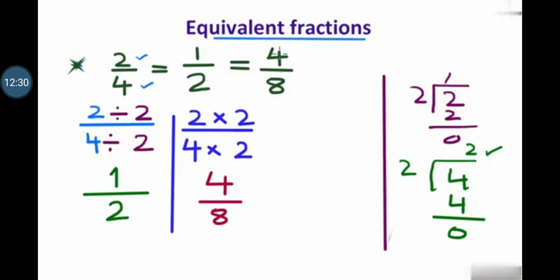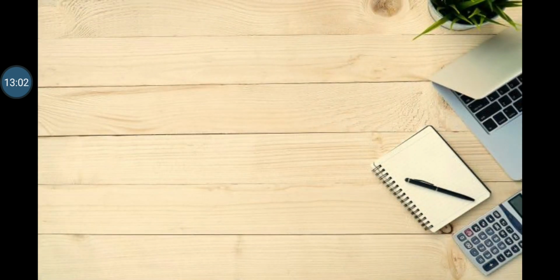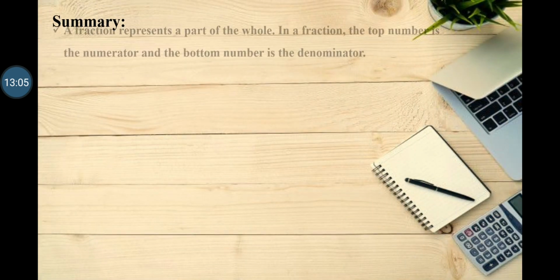Next, you can multiply it by 3 with the numerator and denominator to get the next equivalent fraction. When you multiply it by 4, then you will get the next equivalent fraction. So in this way, you can get different equivalent fractions by multiplying or dividing the same number with the numerator and denominator. I hope, my dear students, you have understood about the equivalent fractions, and now it is your turn to practice for this. Let us summarize our lesson.